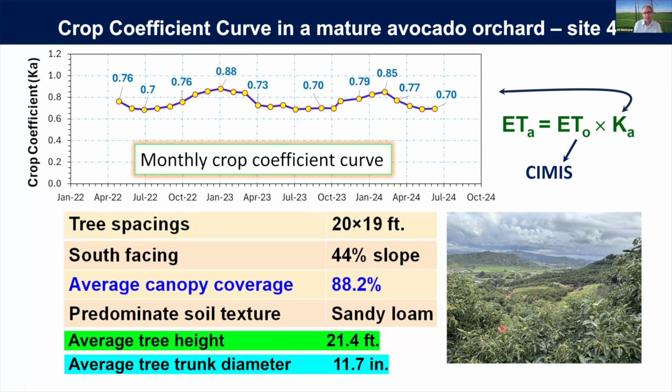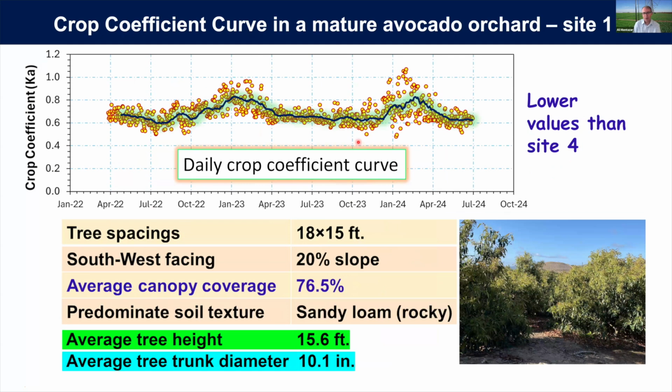So I have the average monthly crop coefficient curve here for this site. You see, for example, here it shows in July, August 2022, we see a crop coefficient of 0.7, and it goes up to 0.88 in this site during January. Another site, the tree spacing is different, lower, the slope is also lower, and of course the canopy coverage is also lower than site 4.